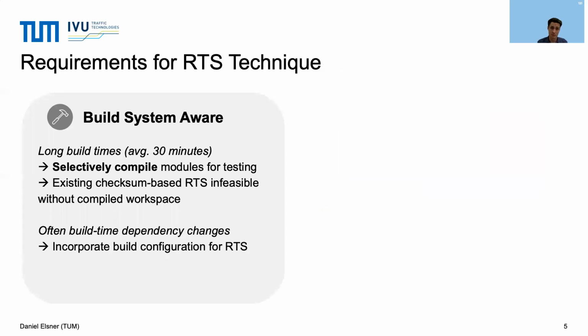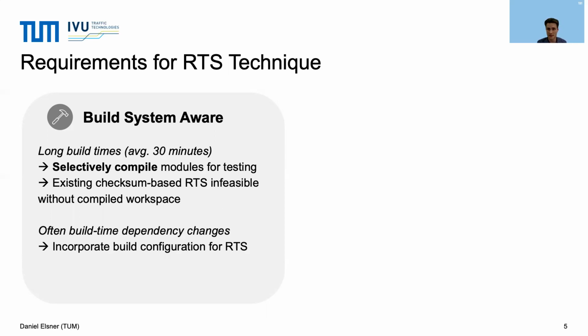Firstly, it needs to be build system aware. What does this mean? Well, there are two aspects to that. The first one is that existing RTS techniques typically use checksums, for example, of files to determine which files have changed and which tests that use that file have to be re-executed. However, in this case, to build a checksum of, for example, a class file, you will need to compile the Java file in advance. And compilation takes a long time at IFAU.